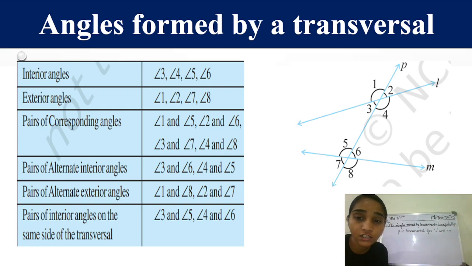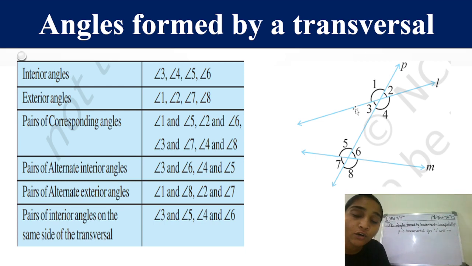So interior angles, students, are those angles you can see inside the lines L and M which the transversal is forming, which are 3 and 4. And exterior angles are those forming outside, like 1, 2, 7, 8. They are the exterior angles. And students, what will the corresponding angle pairs be? Yes, we know that corresponding angles are the angles formed on the same side of the transversal, which are 1 and 5, and 2 and 6. Similarly 3 and 7, and 4 and 8.